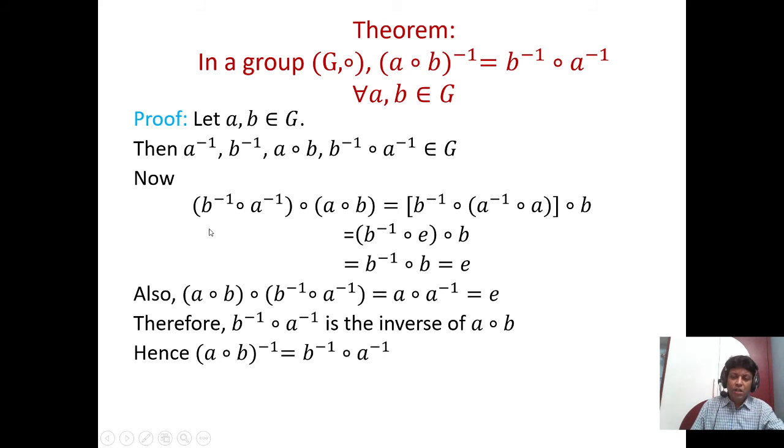Now you have to start with (A circle B) circle (B inverse circle A inverse). You apply the associative property and follow that A circle A inverse is identity, and lastly B circle B inverse equals identity. Similarly, you can take B inverse circle A inverse on the left and A circle B on the right, and prove that this is also E. So that means B inverse circle A inverse is the inverse of A circle B. Hence the theorem follows. So this is a very important theorem using the inverse techniques.